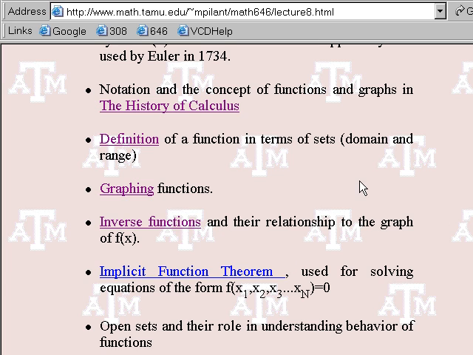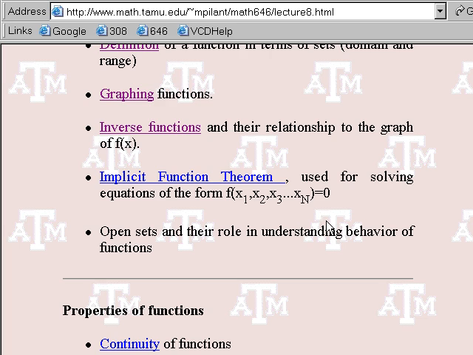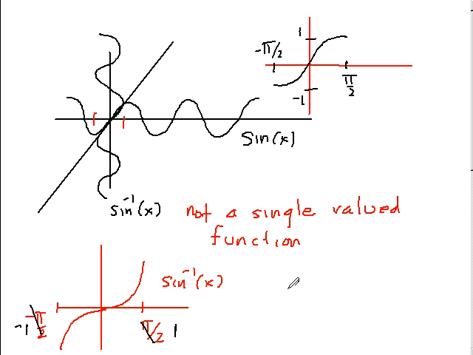Now, there are some rather deeper results that have to do with functions. There's one called the implicit function theorem that asks the following question. And this was, again, one of the earliest questions that was asked for functions. It was a problem, if you will. So here's the question.